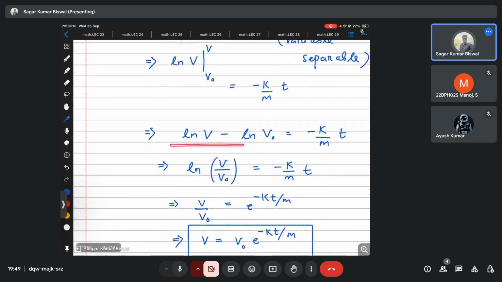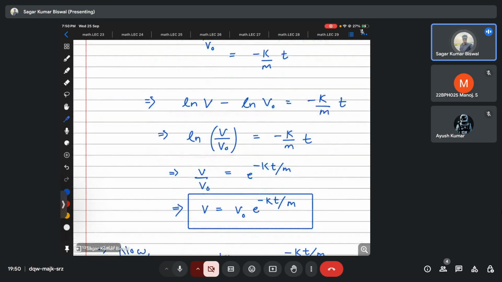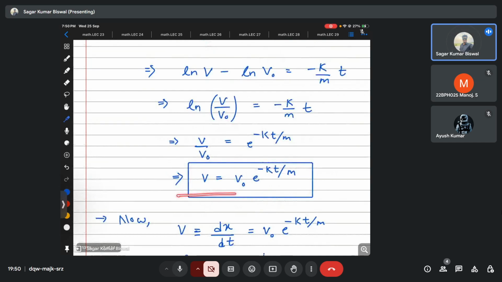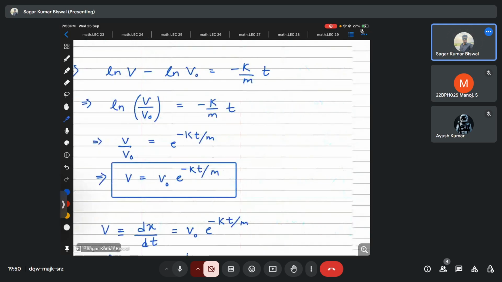So this can be written as ln (v by v0), or v by v0 is e to the power minus kt by m. So what is v? So v is v0 e to the power minus kt by m. So this is the solution for v from this differential equation, right? Is it okay?